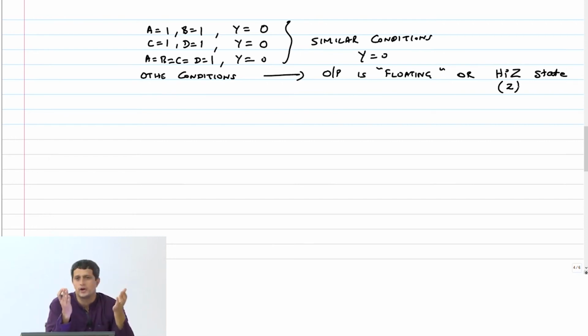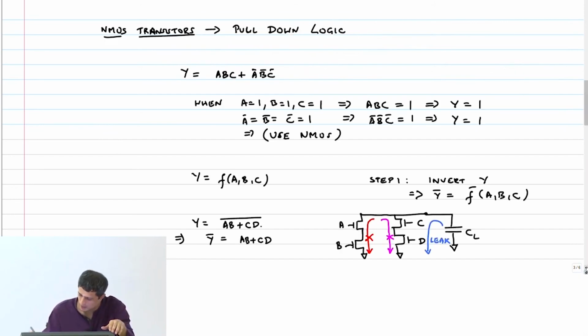So what have we done now? We had a function f of a, b, c, d. We inverted it. We implemented the pull down stack, right? This basically is the pull down network.